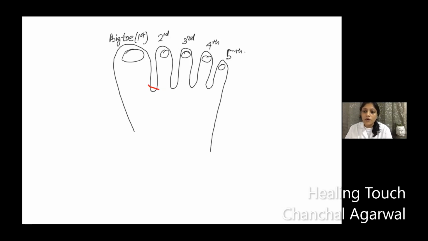So mention it according to the number which is given to it. Start from the big toe as 1, so 1, 2, 3, 4, 5. This is how you will mention it. Our meridian is on the second toe. So where is the second toe? This is our second toe. Our JD meridian, that is joint degeneration meridian, which we are going to start today, will come on the second toe.